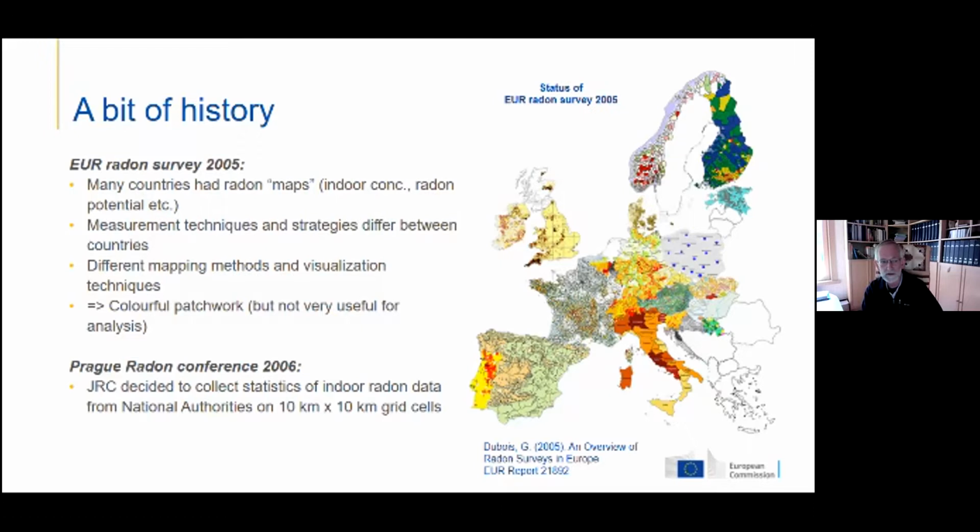So a year later, at the Radon Conference in Prague in 2006, together with the international community there, we decided to collect statistics of indoor radon data from national authorities on a 10 by 10 kilometer grid. And this 10 by 10 kilometer grid is there for a specific reason. It is a scale which, if you present it on a European scale, you can still see some quite detailed statistical information on a map. And on the other hand, 10 by 10 kilometers avoids the problems of privacy. So you're not looking at specific houses, but you're taking averages of that surface element of 100 square kilometers.